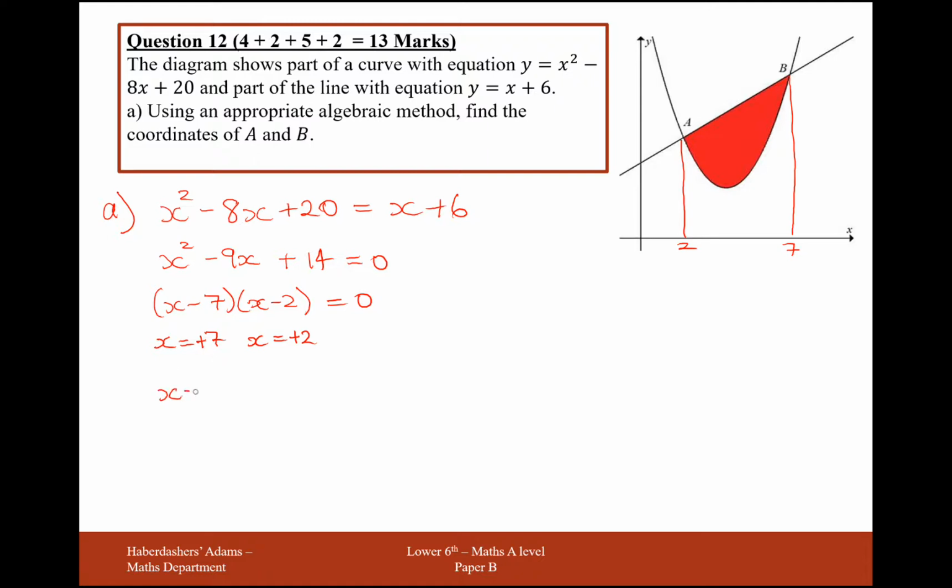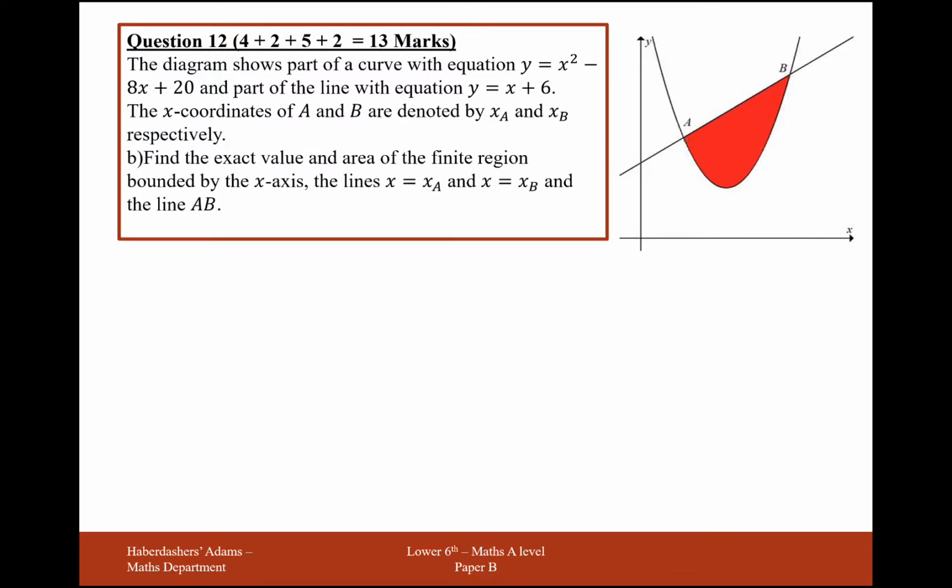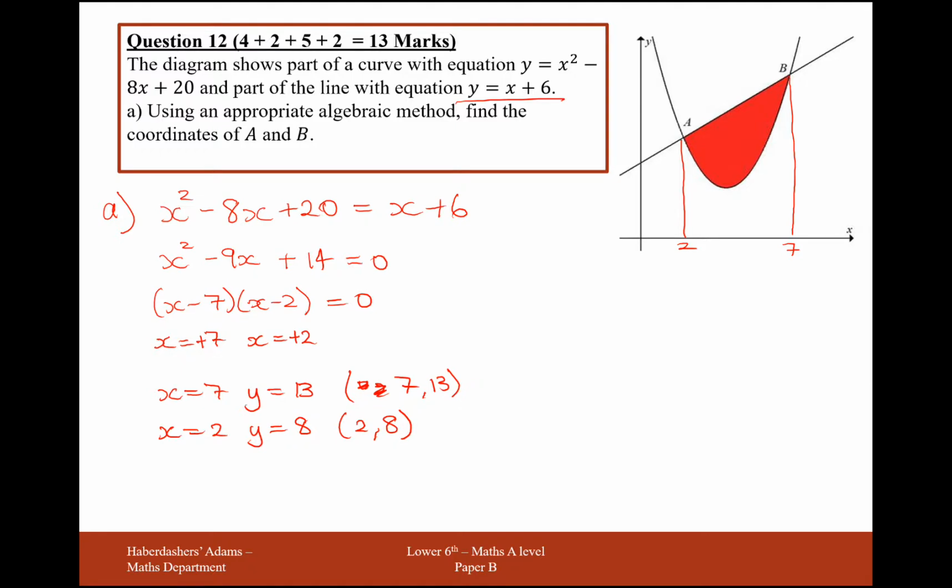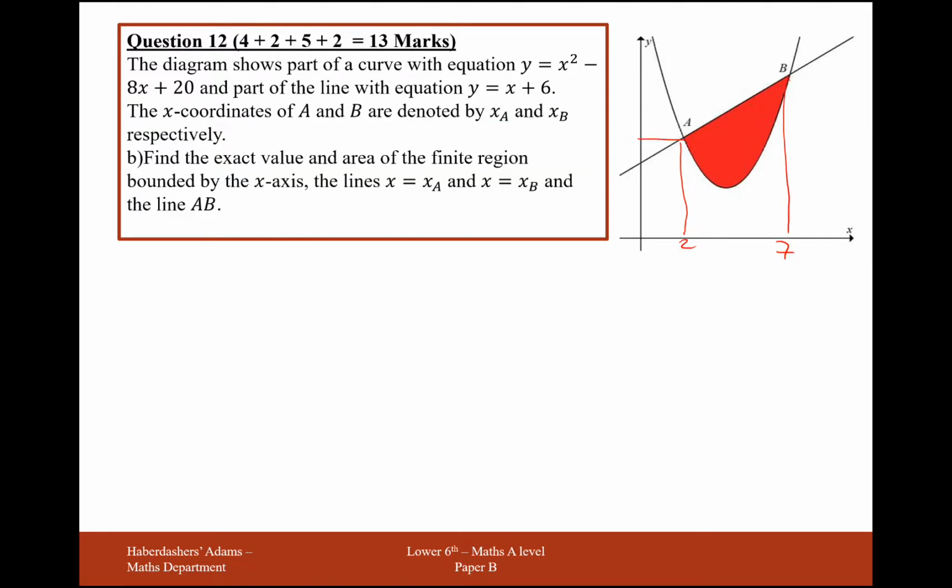So for the x equals 7 coordinate, the y coordinate is just going to be add on 6, that would be 13. So we have a 7, 13 coordinate. And when x equals 2, add on 6 and we get an 8. So it would be 2, 8. I've used the second equation here as it was the easiest one to work out the y coordinate for. So we have x coordinates of 2 and 7 here, with heights of 8 here and 13 here.